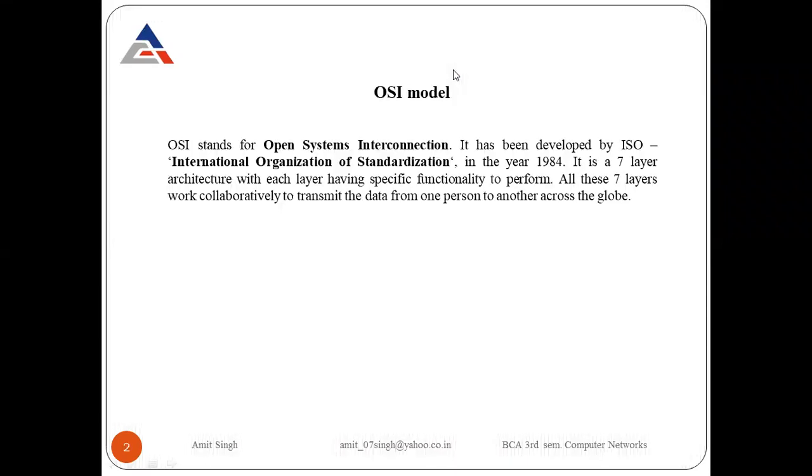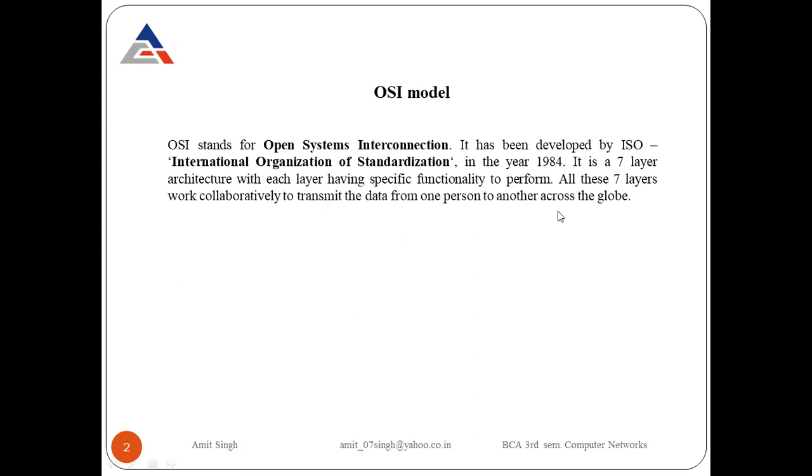OSI model. OSI stands for Open System Interconnection model. It was developed by ISO, which stands for International Standards Organization, in the year 1984. It is a 7-layer architecture, with each layer having specific functionalities to perform. All these 7 layers work collaboratively to transmit data from one person to another across the globe.